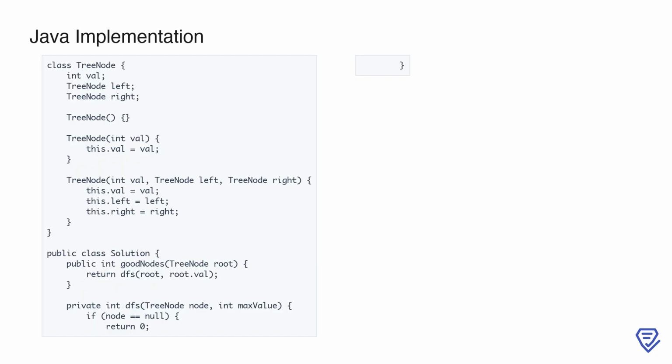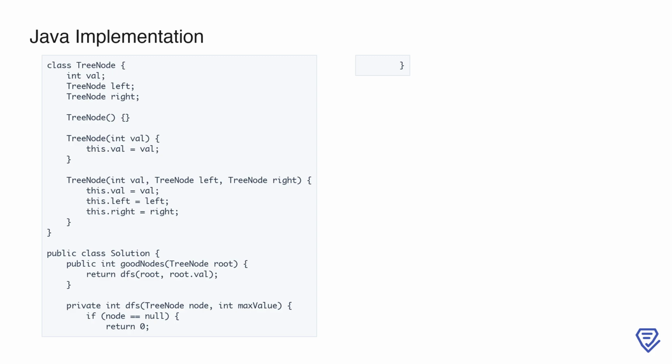Here, we start by defining the structure of a binary tree node using the TreeNode class. Each node has three fields: an integer value, a reference to the left child, and a reference to the right child. We also provide constructors for flexibility in creating nodes, allowing us to initialize a node with just a value, or with a value and its left and right children.